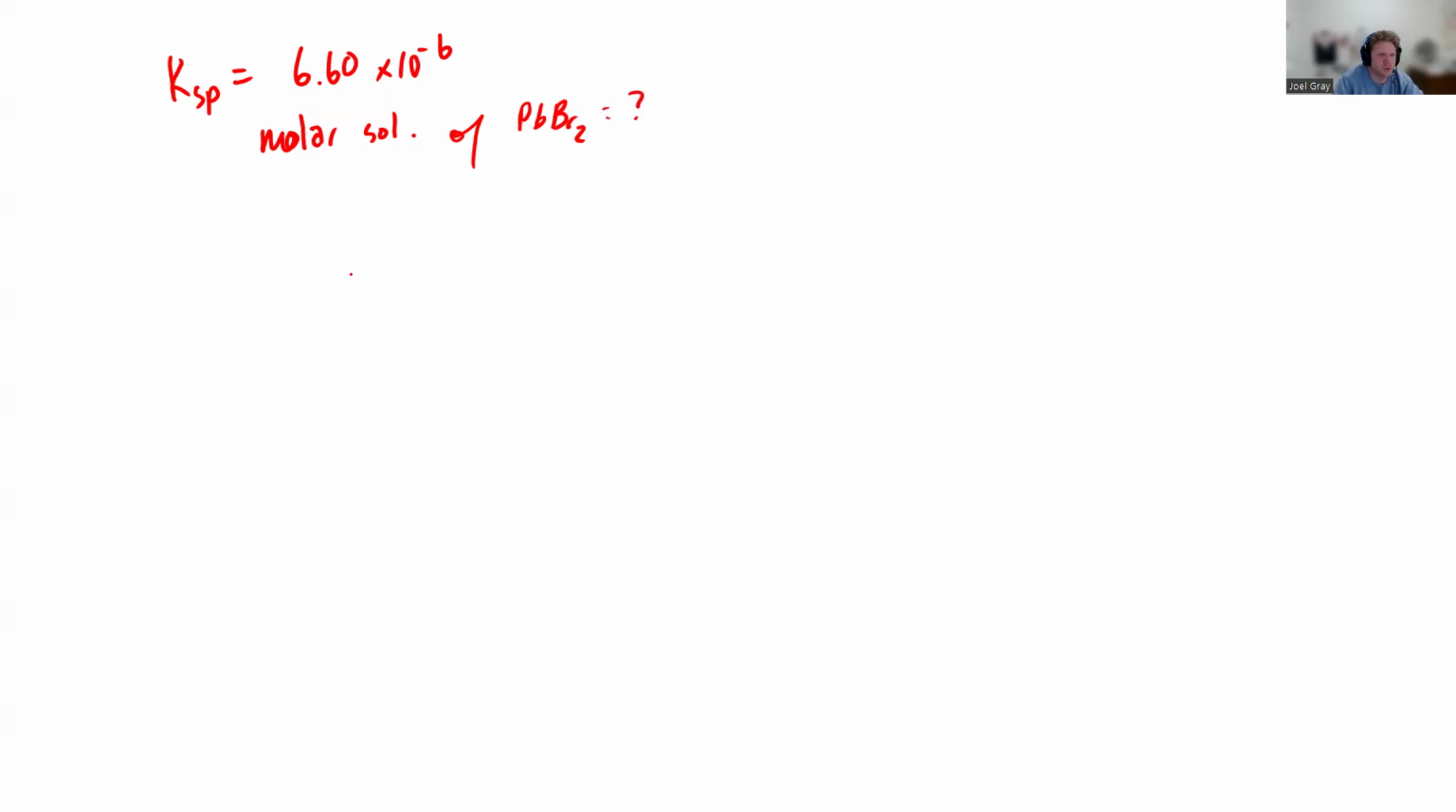We have our solubility constant expression, which is Ksp equals [Pb2+] times [Br-] squared. And we know this because our dissociation of PbBr2 as a solid is going to dissociate into Pb2+ and 2 Br-. So this 2 is going to become an exponent. Now we have 6.60 times 10 to the negative sixth.